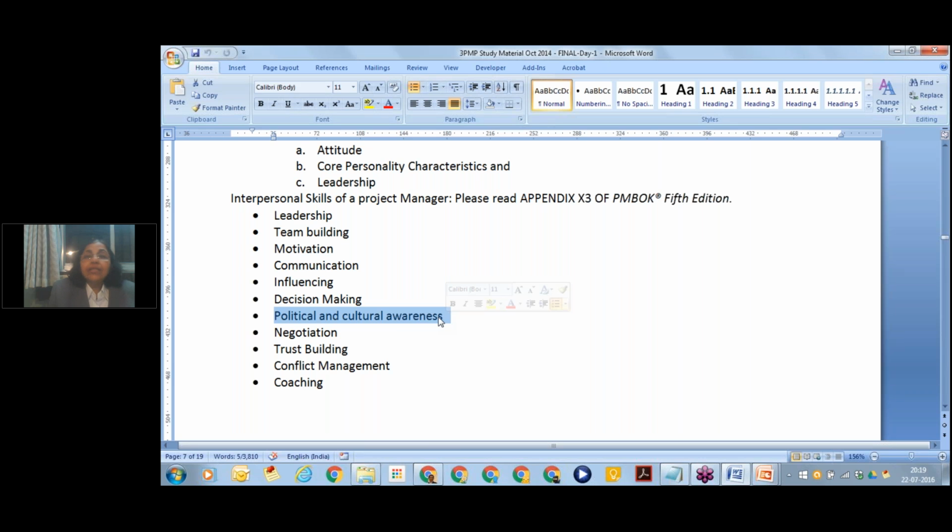Conflict resolution is amongst your team usually. Coaching, guiding your team, and trust building. Trust building is if your team trusts each other, team and stakeholders trust each other, the project usually will get closed successfully. The rest of the bullets, unless you have a specific doubt why it is here or what it is, I'm not going to discuss now.